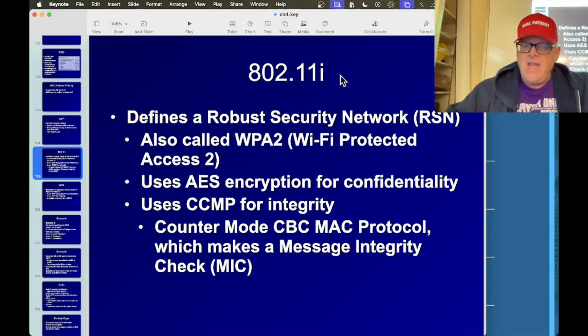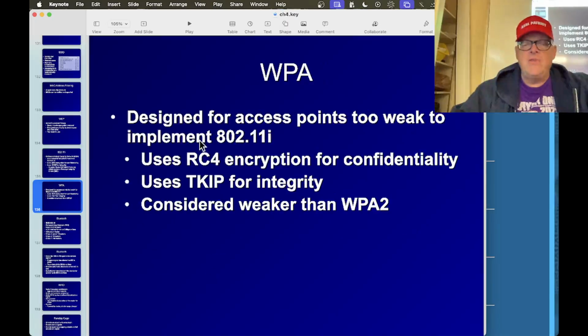So 802.11i came out that defined WPA2, Wi-Fi Protected Access. And this is the one most people are using now, with AES encryption and something called CCMP, which is another cryptographic system that means people can't get in if they don't know the password.